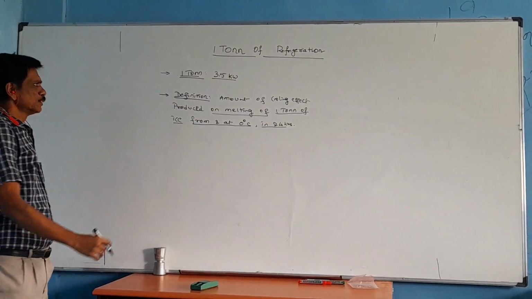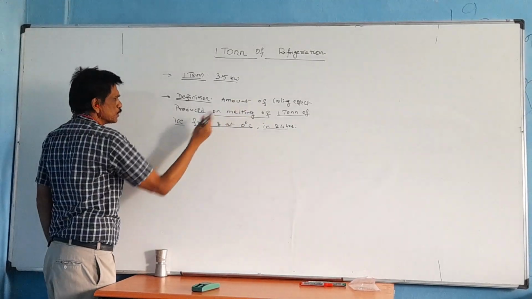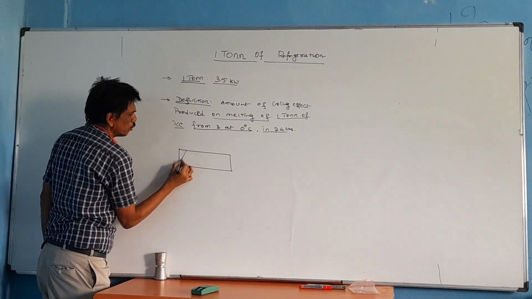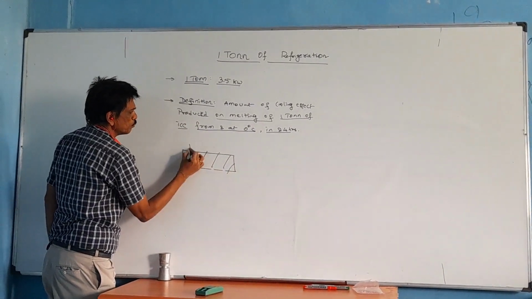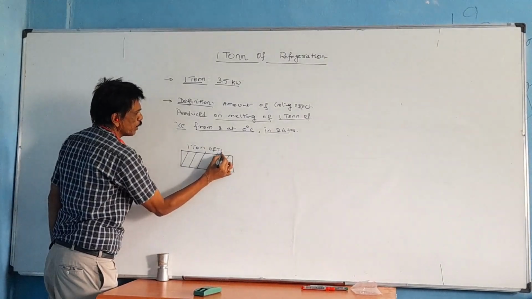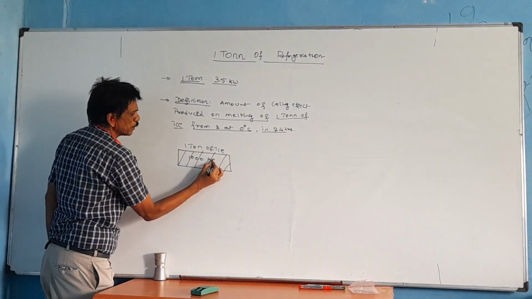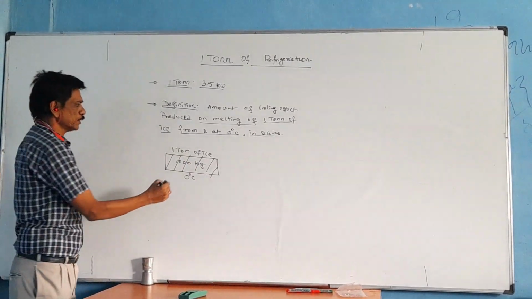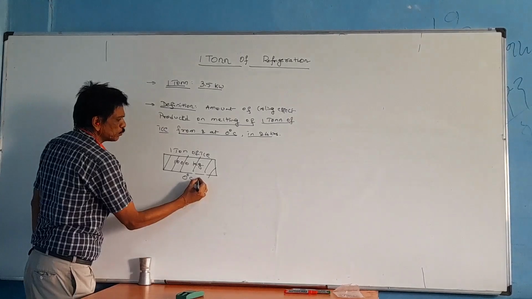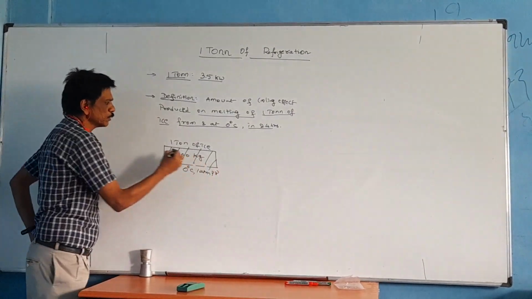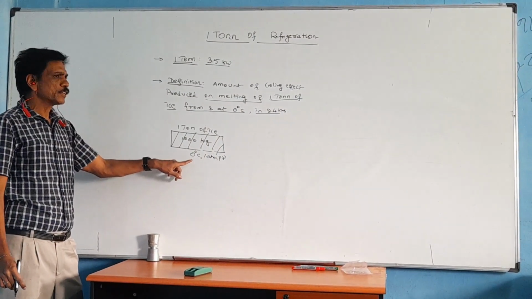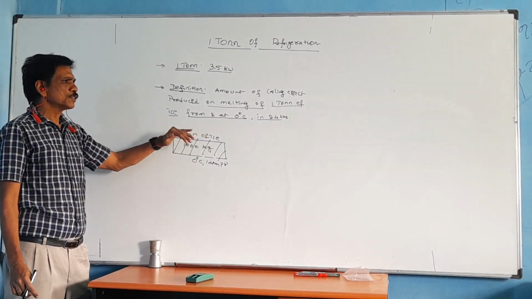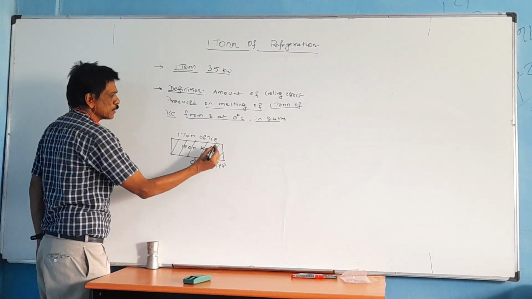What does it mean? Consider 1 ton of ice in the solid form. 1 ton of ice means 1000 kg. So consider 1000 kgs of ice which is initially at 0 degrees centigrade and at 1 atmospheric pressure. These are the initial conditions of the ice.